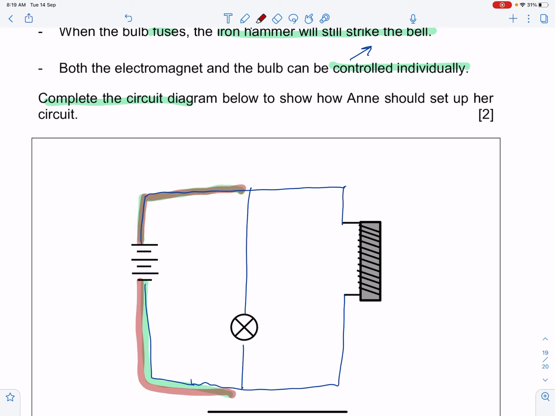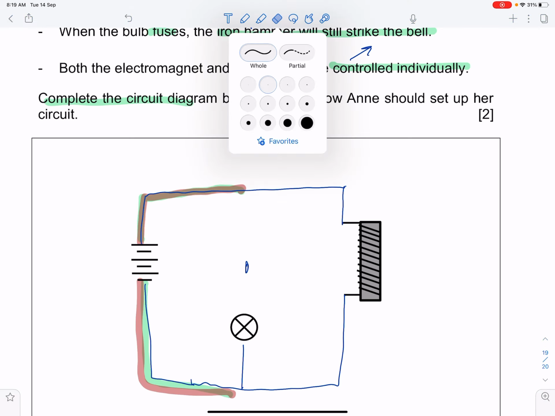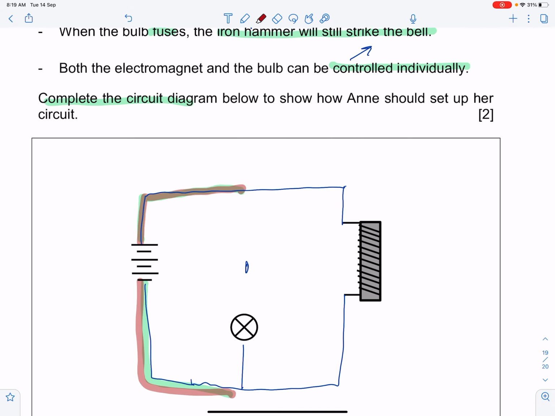So, then very straightforward idea. If I want to control my bulbs individually, I can only put in my switches anywhere here, right? I need to put it within this line. This is the private line, exclusive line to the bulb. That is not common.